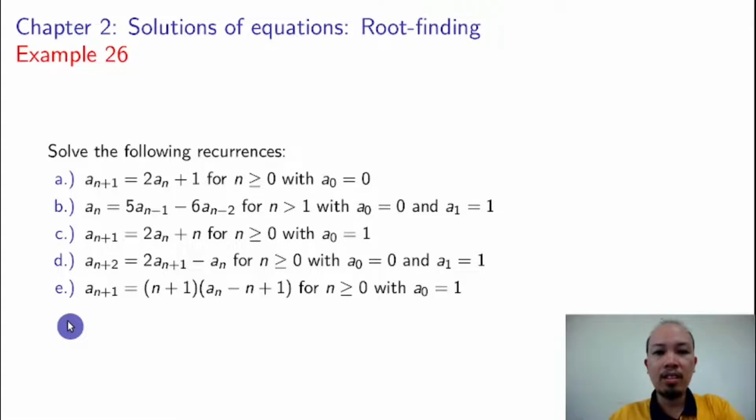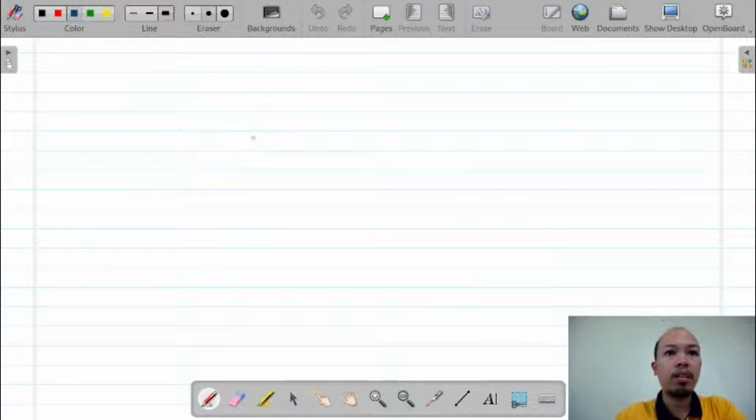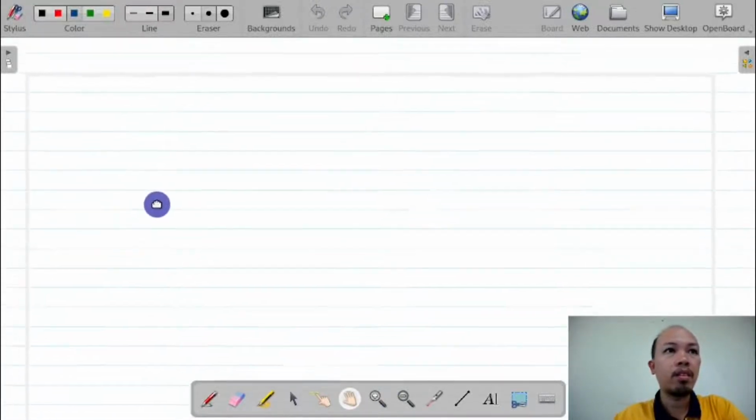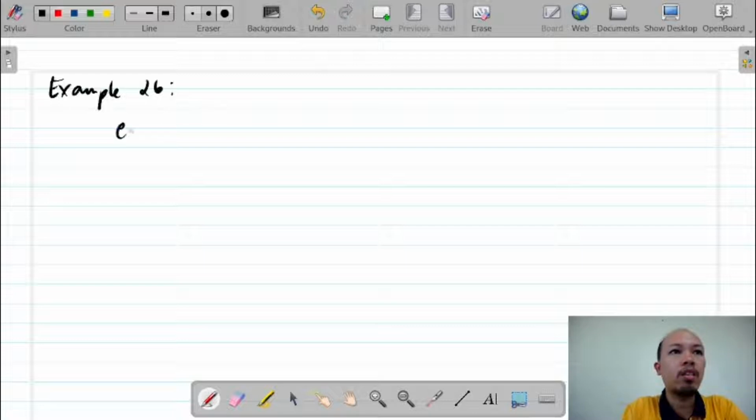Let's have the solution of example 26, letter E. So let's open our open board. As you can see here, we have this one. Example 26, letter E. Okay, this is the solution.